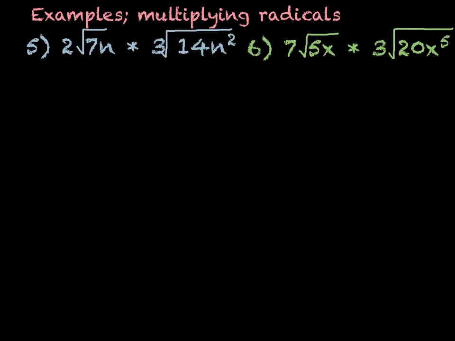For these next two examples, we're going to multiply. So you multiply the things on the outside and multiply the things on the inside, and then you simplify. So my first step, 3 times 2 is 6. And then I'm going to multiply the inside. 7 times 14 is 98. N times n squared is n cubed.